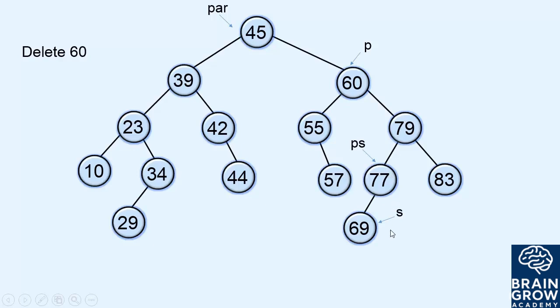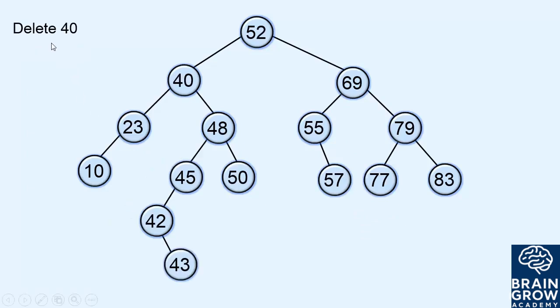Now the second step is to copy the data of the in-order successor to this node that has to be deleted. So 69 is copied here. Now we have to delete the in-order successor from the tree. So we make P refer to this node and parent refer to this node. Now this node can be deleted using case A because it has no child. So the left child of the parent node is set to null.